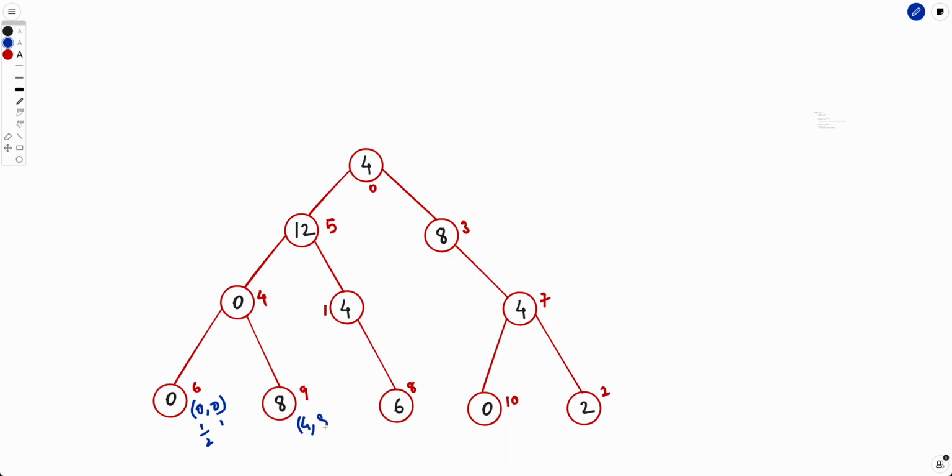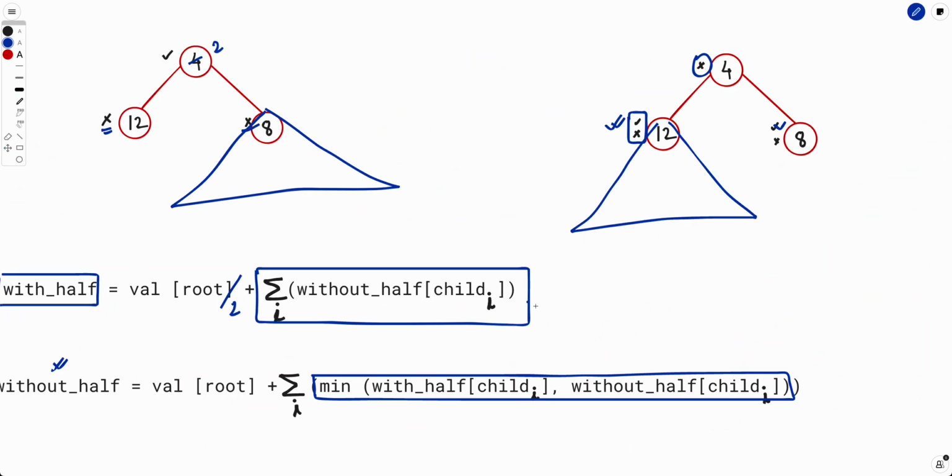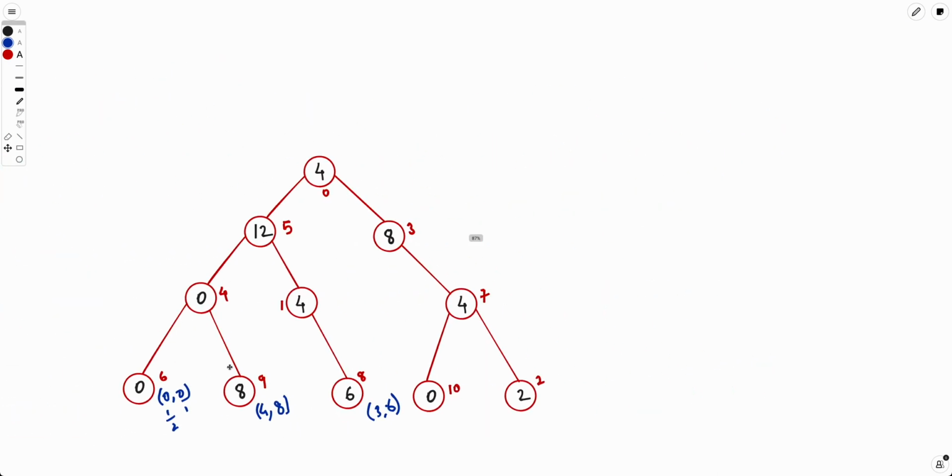So if you have it, the value would be 4. If you don't have it, value would be 8. Similarly, if you have it, value would be 3. If you don't have it, value would be 2. Value would be 6, right? Now, once you have figured out the value of all the leaves, for non-leaves, you can simply apply this particular mathematical formula to get the values for the non-leaves.